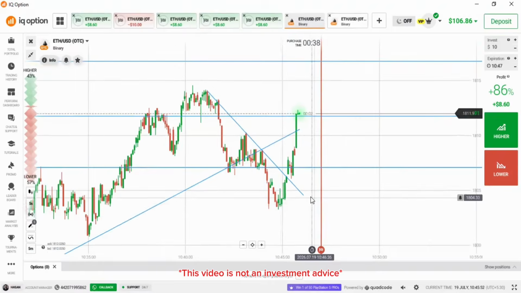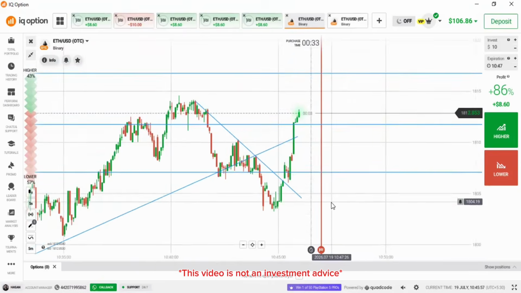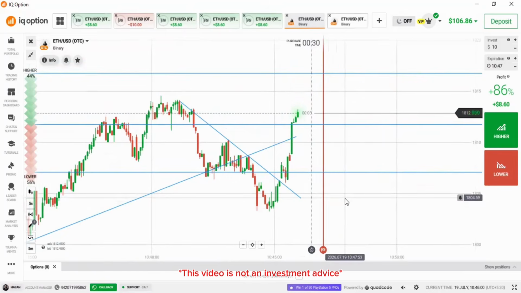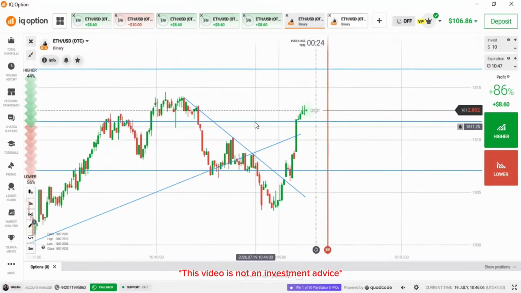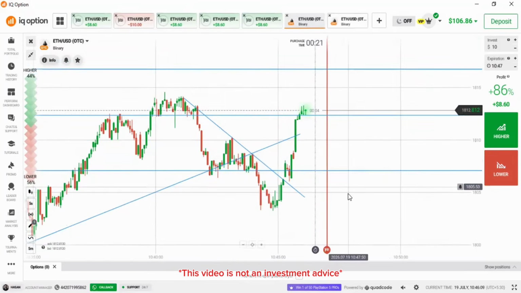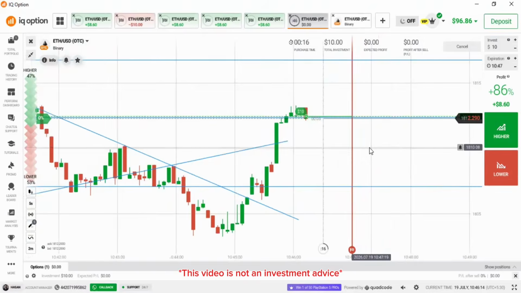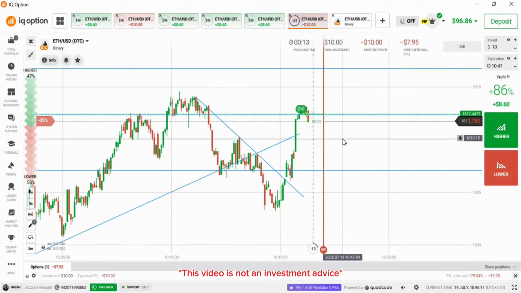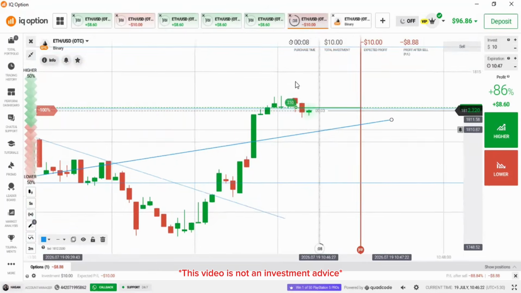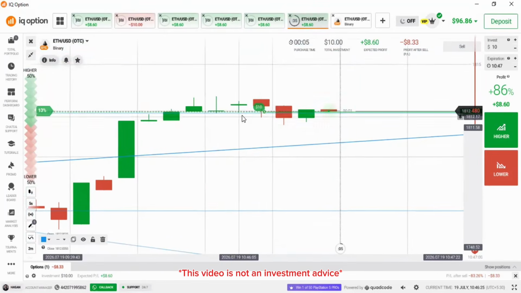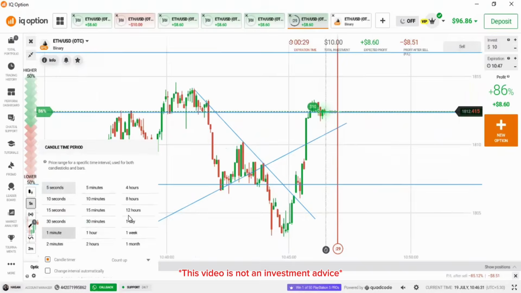Okay. So again, the market started to reach this level. This is the extreme point. Okay. So I placed a higher option trade because of this level. It broke this level, and I saw a lower rejection from the same point. That's why I placed here a higher option trade. Okay, let's see what happens here.